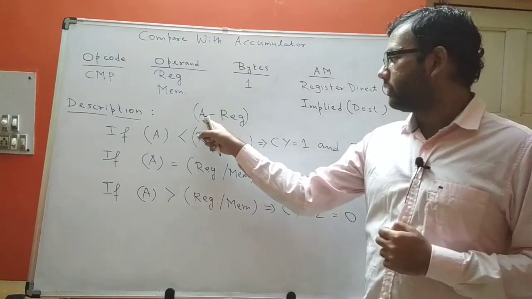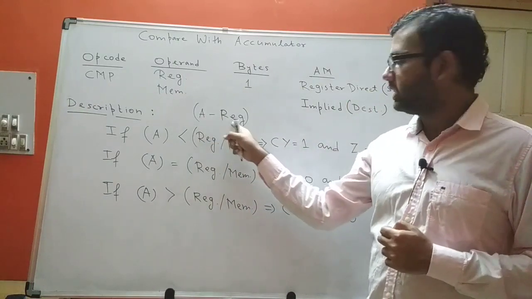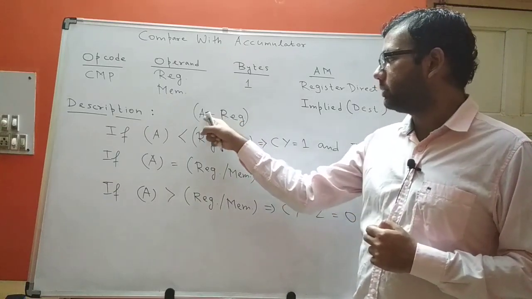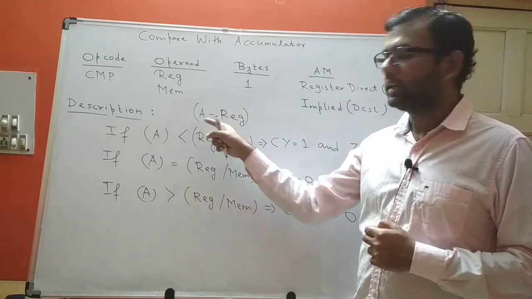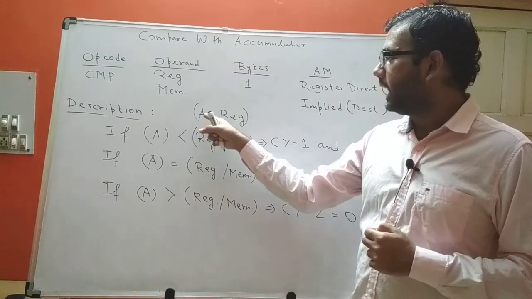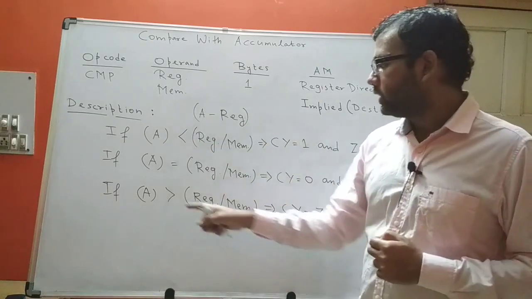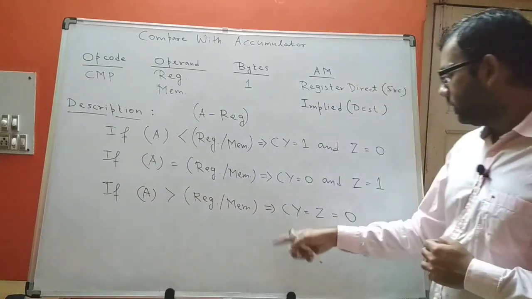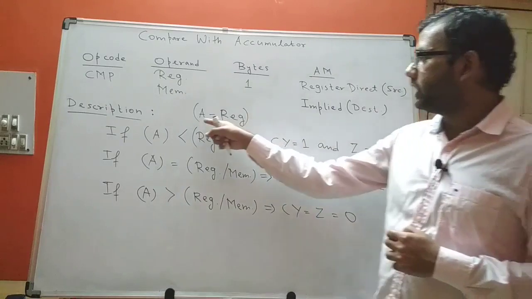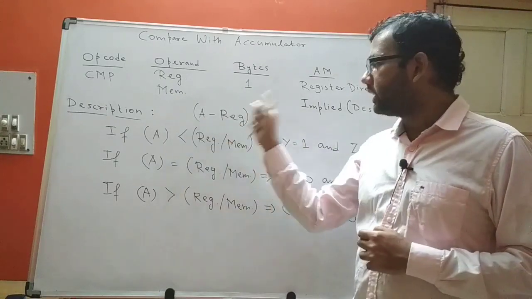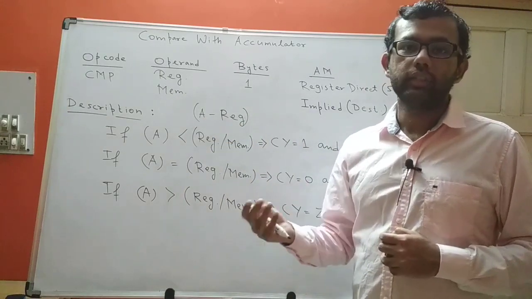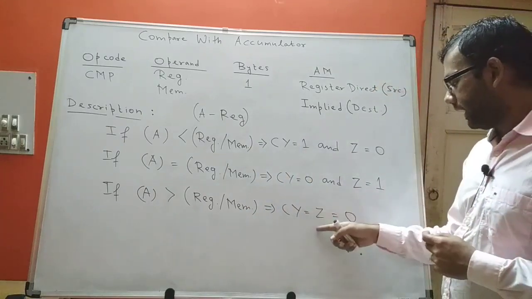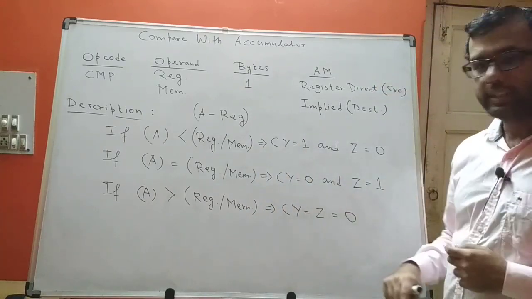So if the subtraction takes place this way, and if your register content happens to be less than the content of the accumulator, it means that the accumulator is greater than the register. So if the accumulator is greater than the register, then your carry flag will be 0. And obviously the result that you will get will be a non-zero value. And since it will be a non-zero value, the 0 flag will be reset.